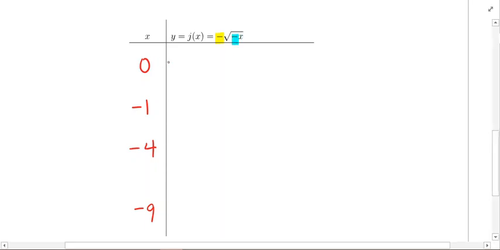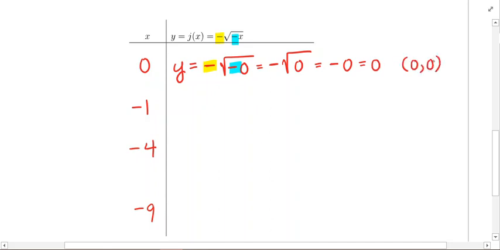So if x is 0, the y value is going to be the negative sign that is out front, then the square root of the negative sign on the inside, which is the blue one, and then you write down x. x is 0. So this is going to be the negative square root of negative 0, which is 0. The square root of 0 is 0. Negative 0 is 0. So all four of these graphs are going through the origin.